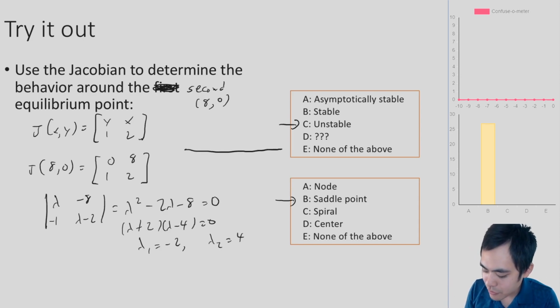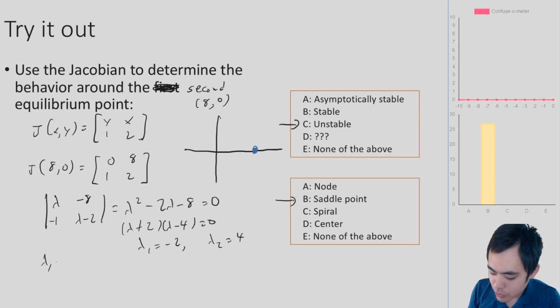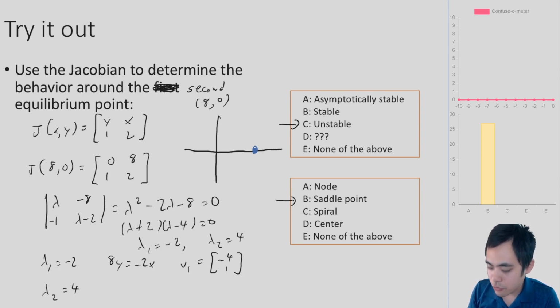So if I'm trying to graph this, well, this is some point that's sitting here, but I don't know which direction it goes in and which direction it goes out. In order to do that, I need to compute the eigenvectors. If lambda 1 is equal to minus 2, when you plug that in, what you'll find is that 8y is equal to minus 2x. And so the first eigenvector is (-4, 1). The second eigenvector, for the eigenvalue 4, is going to be 8y is equal to 4x. So v2 is going to be equal to (2, 1).